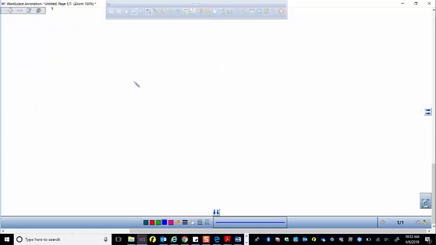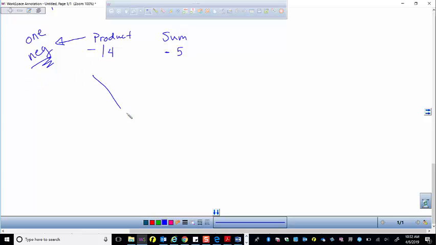Okay, let's try one more. What if they're not both negative? So my product is negative 14 and my sum is negative 5. If the product is negative, that means one number is negative. So just remember that. If your product is negative, you have to have one negative number.